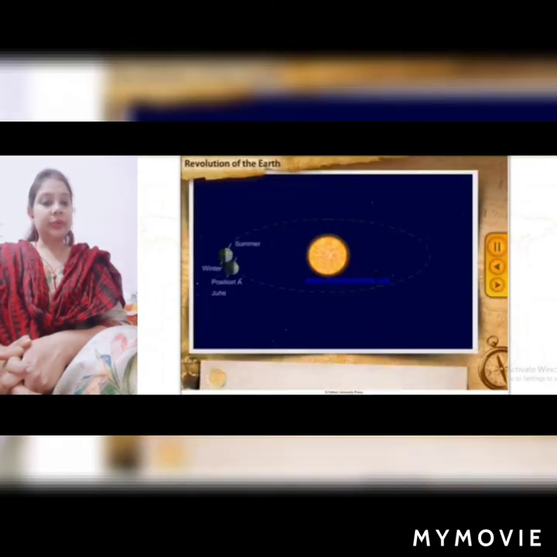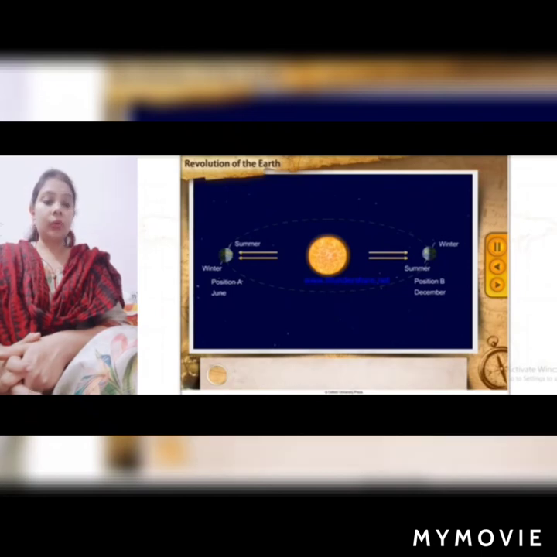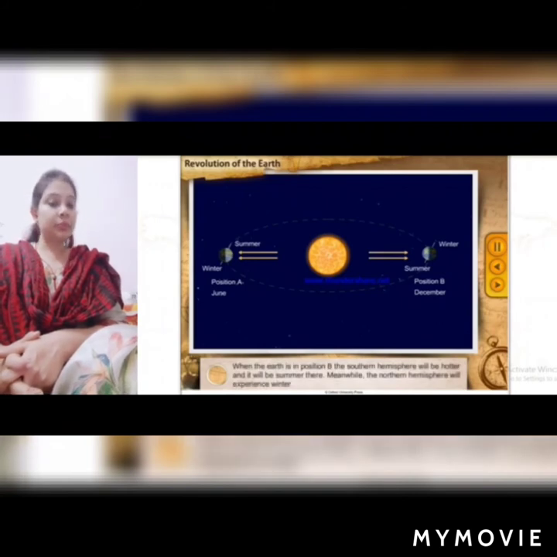In position B, the Sun's rays fall directly on the southern hemisphere while they fall on the northern hemisphere in a slanting manner. What season will the southern hemisphere have in position B? When the Earth is in position B, the southern hemisphere will be hotter and will have summer. Meanwhile, the northern hemisphere will experience winter.